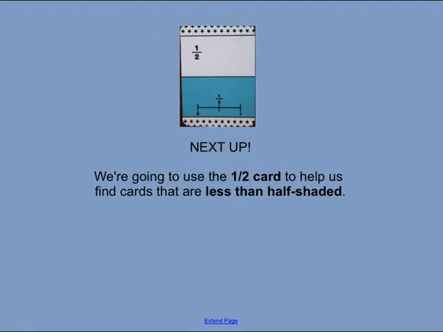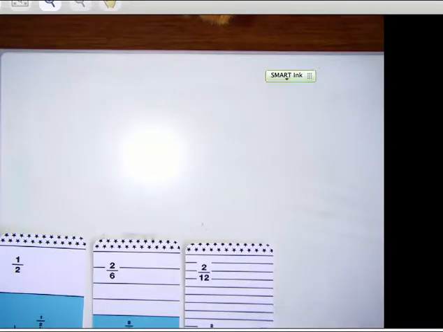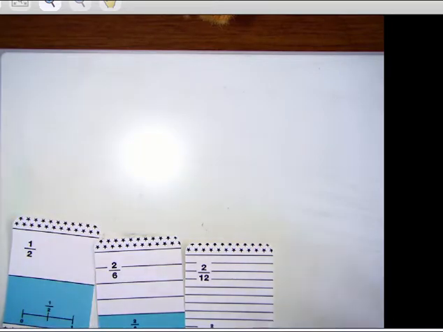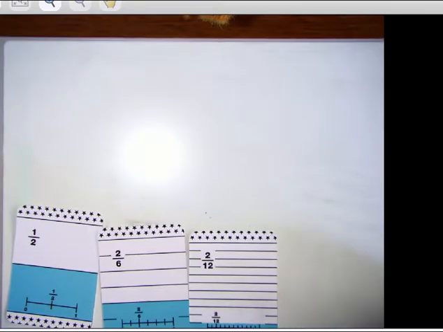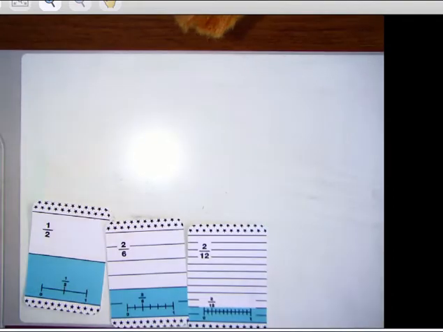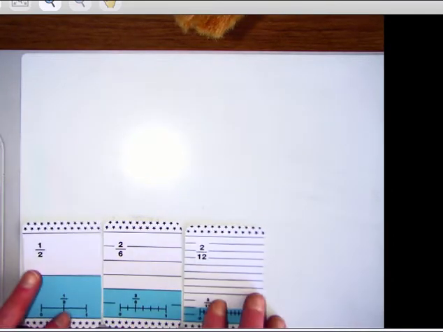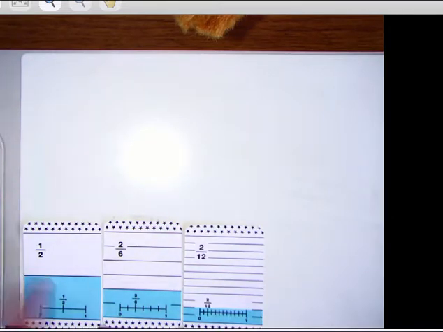Next up, we're going to use our half card to help us find cards that are less than half shaded. I still have my half card hanging out down in the bottom left here, and I also have 2/6. I've gone ahead and looked in all of my fractions and pulled out the cards that I found that are less than half shaded, or at least a couple of them for you to see. I have 2/6 and I have 2/12, and we're going to use this half card once again to help us compare those fraction shaded areas. So what do you notice this time about our numerators compared to our denominators in these three cards?